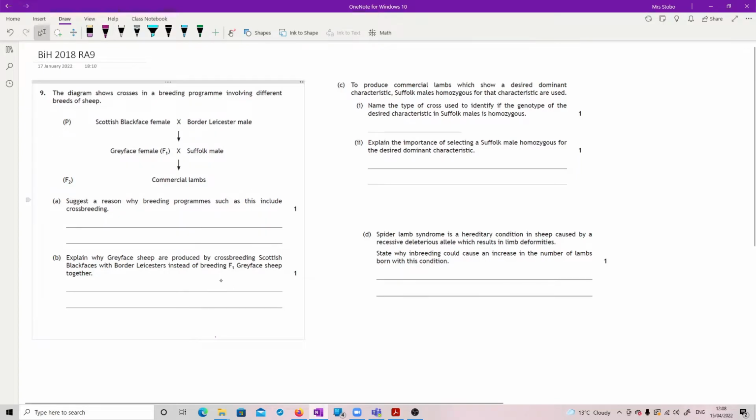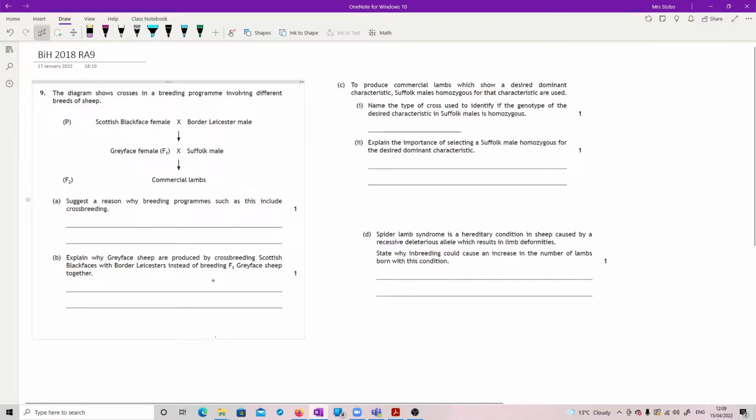Shows cross 9. The diagram shows crosses in a breeding programme involving different breeds of sheep. Okay, so we've got a Scottish blackface female and a Border Leicester male, giving you a grey-faced female in the F1 and cross with a Suffolk male, giving you commercial lambs. Okay, suggest a reason why breeding programmes such as this include crossbreeding.